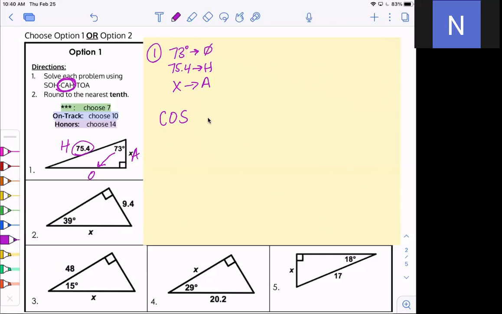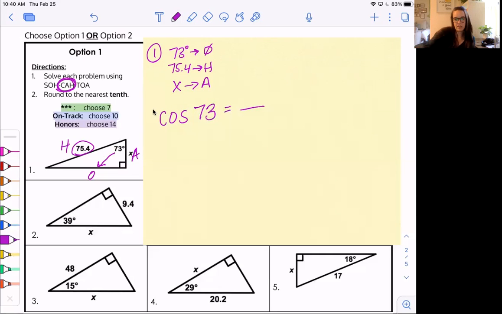Sorry, say that again, Miss. Yeah, after cosine, I always have my degrees. So how many degrees do I have? 73. For sure. And then it's always something over something, right? Since it's cosine, we'd have A over H. So we want to put our A right here on top. What is our A? X. And what is our H? 75.4. Good job.